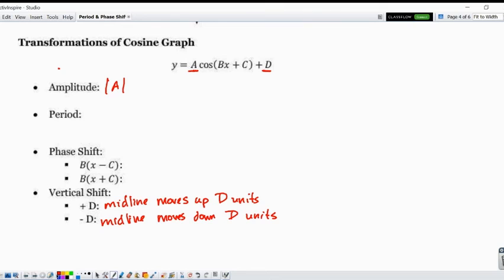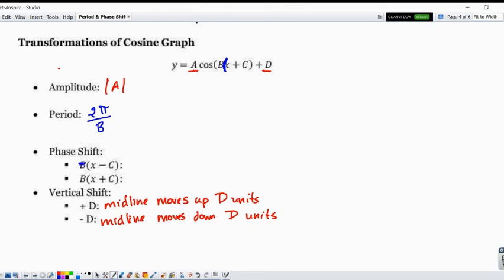And we can change the period the same way. I need to emphasize that the parentheses should be here instead. But the same thing we do with sine, our period is 2 pi divided by b. Looks like it's multiplying, but it's actually dividing.